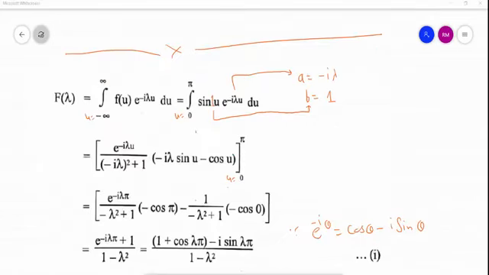So note that f of lambda, the Fourier transform of function f of x, is given in this way. Here note that this is a function of lambda, because we have given integration with respect to du. These are the limits of u varying from minus infinity to infinity. So always a function of lambda will be our answer. That's why that function is called Fourier transform.